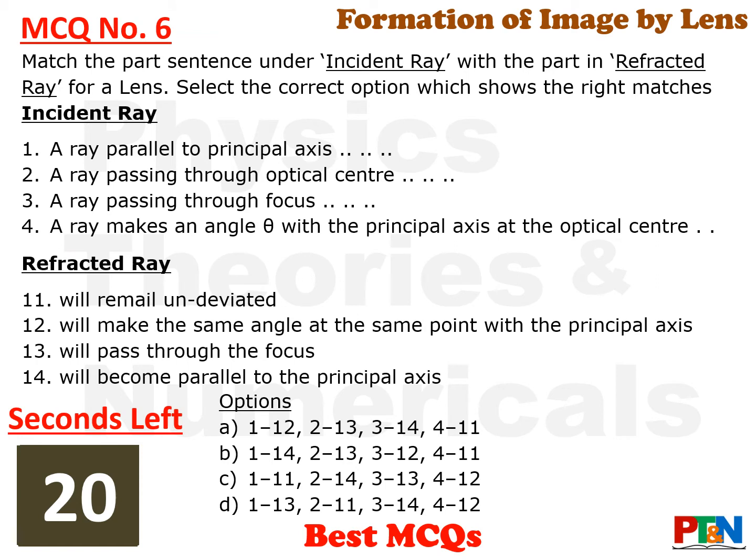Next MCQ. Here 4 incident rays have been given and 4 refracted rays have been given. You need to match them from the options given. A ray parallel to principal axis. Second, a ray passing through optical center. A ray passing through focus. A ray making an angle theta with the principal axis at the optical center. Refracted rays: will remain undeviated, will make the same angle at the same point with the principal axis, will pass through the focus, and will become parallel to the principal axis. You have to join the incident ray and refracted ray.